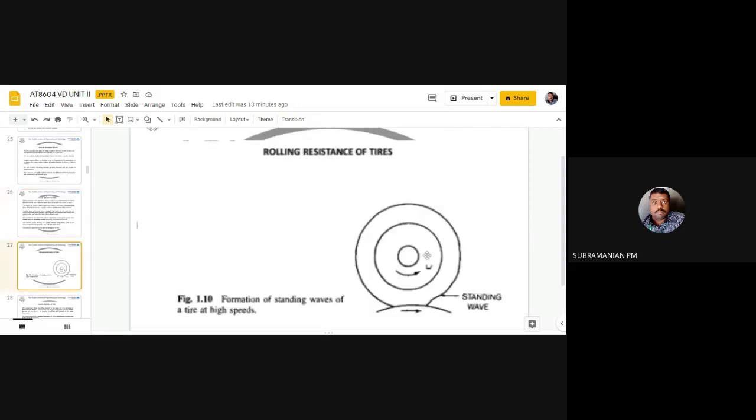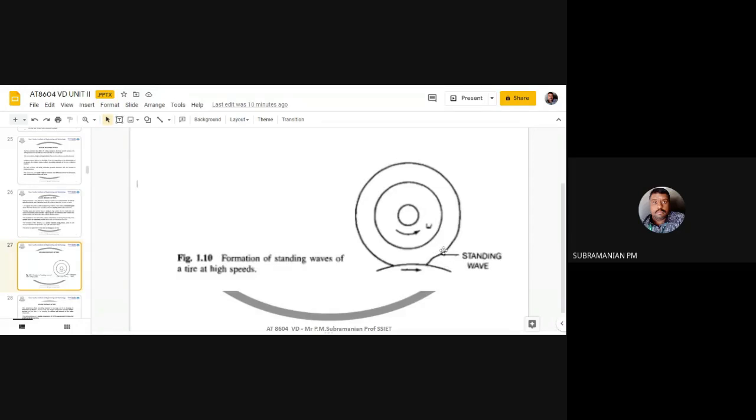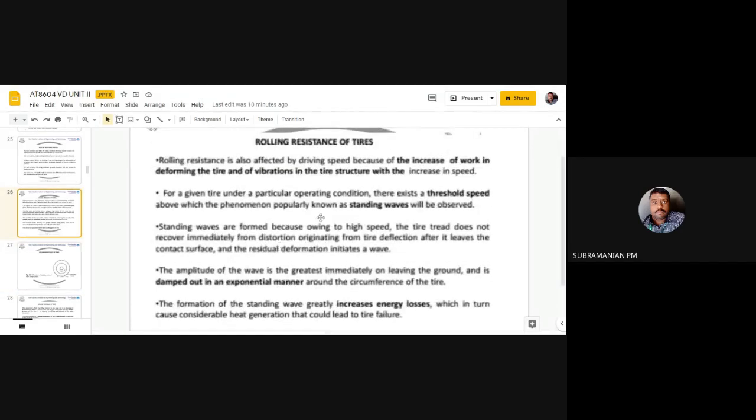You can see it in the sketch, a standing wave. When you are traveling at high speed, your tire will be deflected, but after some time it should regain its original position. Under this certain condition, it will not regain its original position. There will be a deformation in the tire. That is called a standing wave. So when I exceed a threshold speed, the standing wave condition will be acquired. The standing wave comes due to high speed.